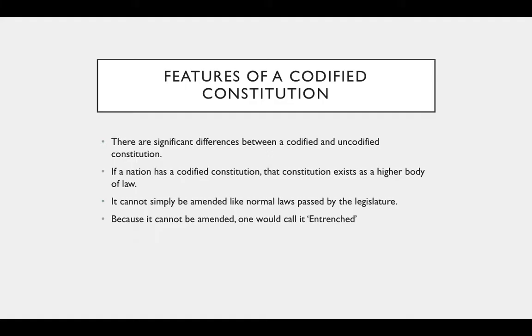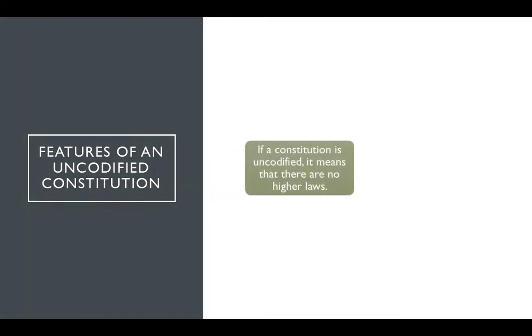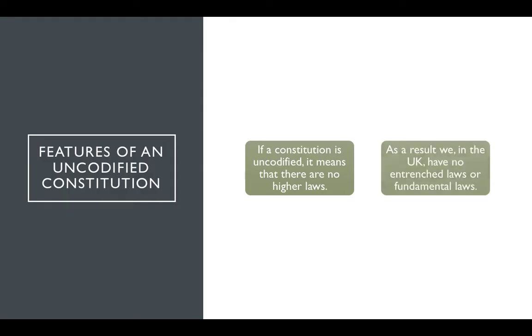So therefore, because it's so difficult to change, repeal and amend, the Constitution that is written down in one place is seen as being above normal legislation. And that's why we say that it is entrenched. Features of an uncodified constitution are a little bit different. If a constitution is uncodified, it means there are no higher laws. As a result, in the UK, we have no entrenched laws or fundamental laws that are held above anything else.